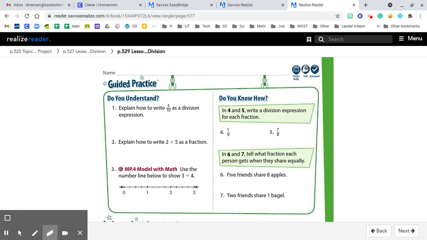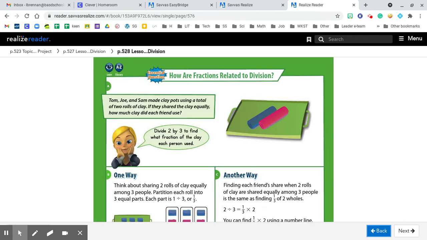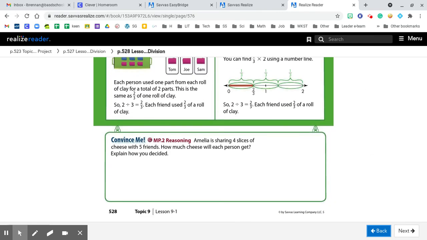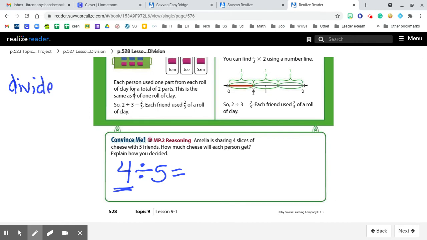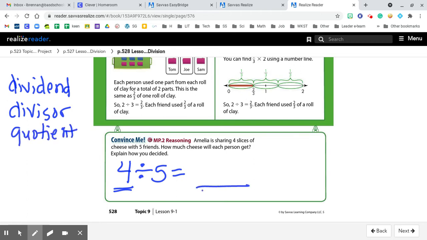And why don't I go back, because this is always a tricky concept with kids. So I'll go back to the bottom here. Amelia is sharing 4 slices of cheese with 5 friends. So what she has is 4 slices, and she's sharing it between 5 people. Because remember, the first position is we have our dividend, our divisor, and our quotient.